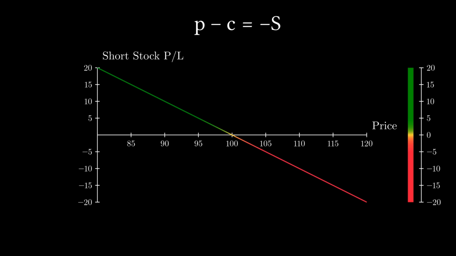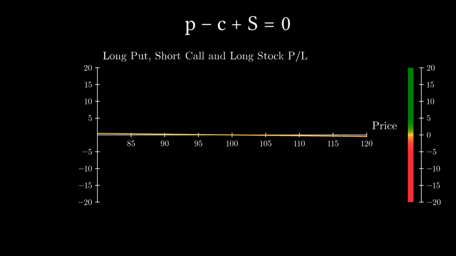In fact, it doesn't even matter how long until expiration. Both the at expiration and prior to expiration plots are the same. So that suggests this formula for the relationship between a put, a call, and the underlying, assuming that these are European exercise options so that there is no chance of early exercise. Now, if we also bought the underlying, then we would move S to the other side of the equation.